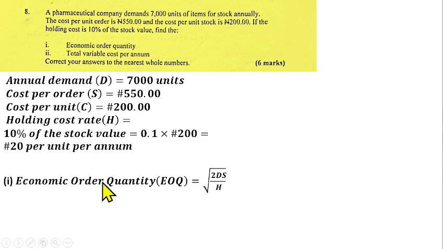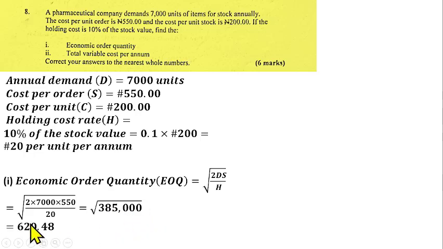Then from there, the economic order quantity, EOQ, is the square root of 2DS over H, where D is the annual demand, S is the cost per order, and H is the holding cost rate. If you substitute, you have the square root of 2 times 7,000 times 550 over 20. Simplify that, and it gives us the square root of 385,000, which is 620.48. Approximately, that gives us 620 units.